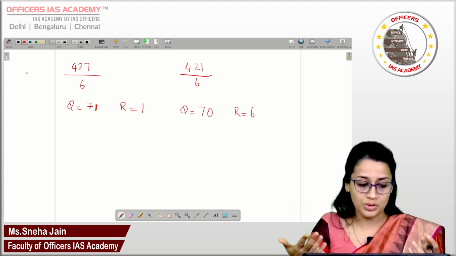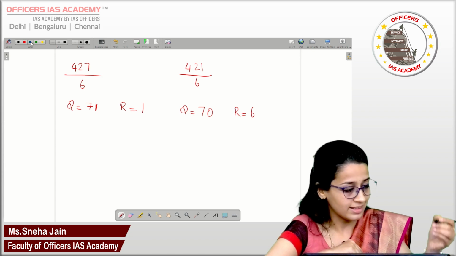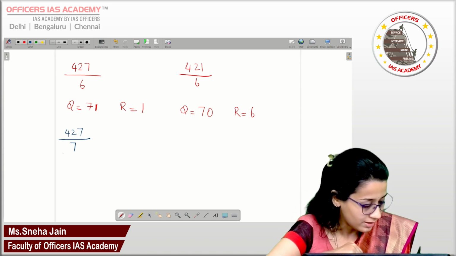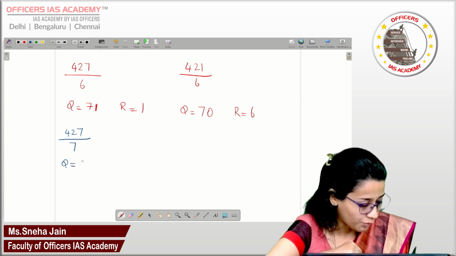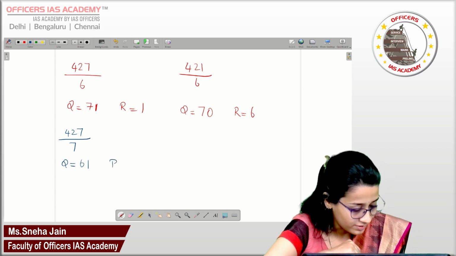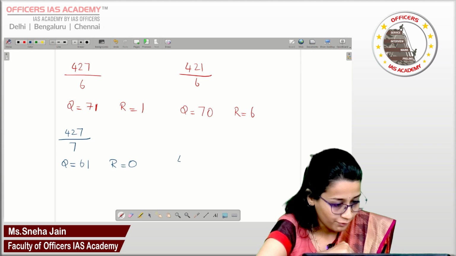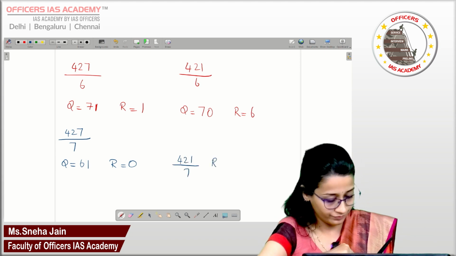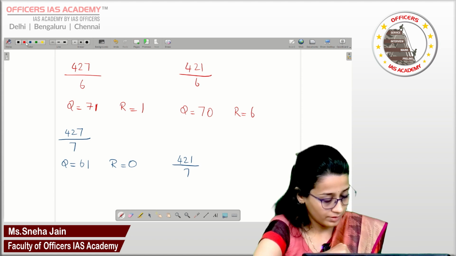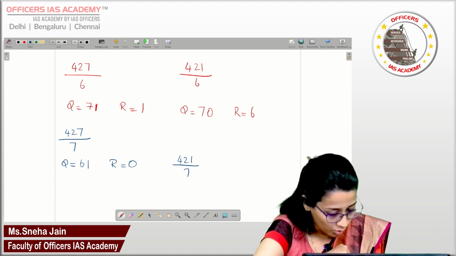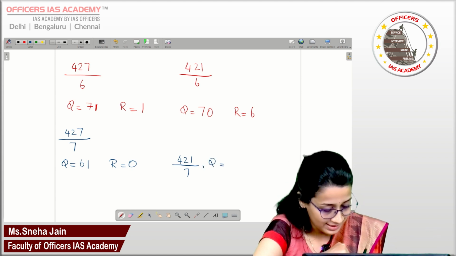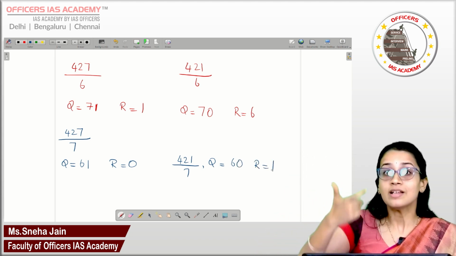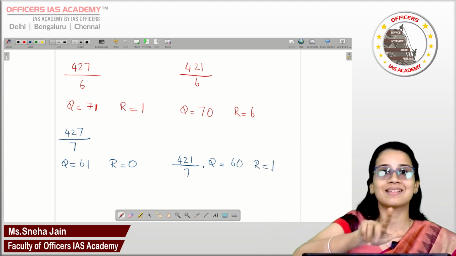In the exam hall, if you don't know, you could have tried this. Let's see, just for your understanding. See, if I divide 427 by 7, my quotient is 6 sevens are 42, and the remainder is 0. But if I divide 421 by 7, my quotient is 6 sevens are 42 and my remainder is 1. Did you understand? So this implies that the number is less than 6.